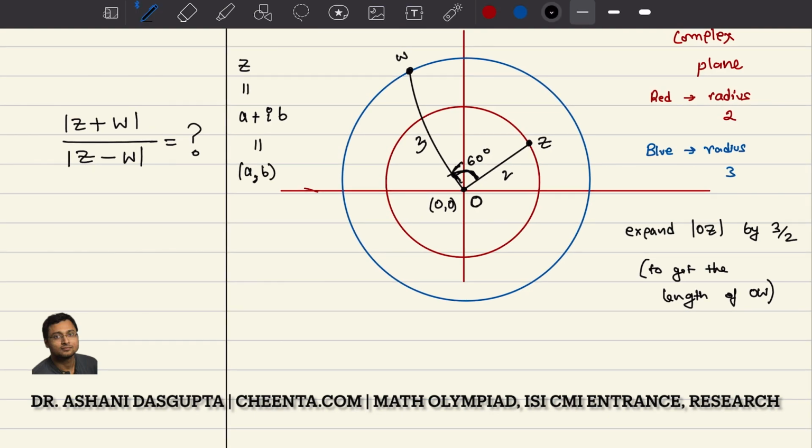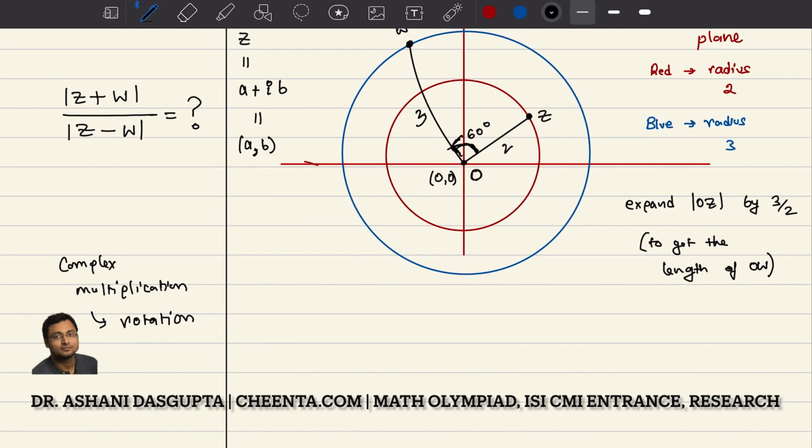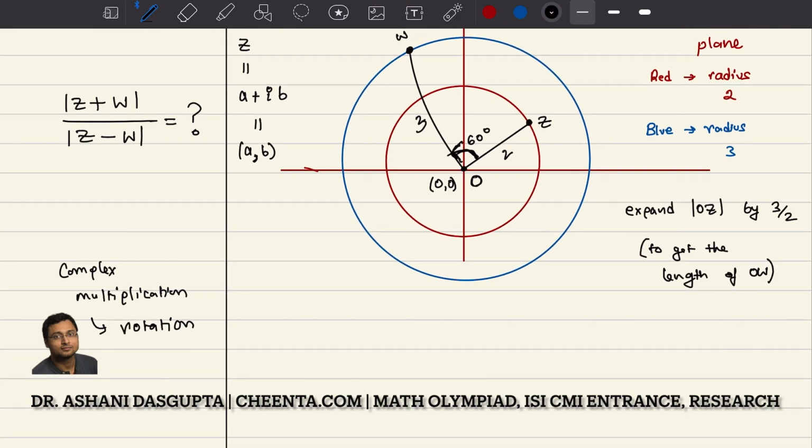So if you know the connection between complex multiplication and rotation, it's a very important connection. You should definitely learn about it. You can check out some videos that we have posted before. I have put the links in the description.